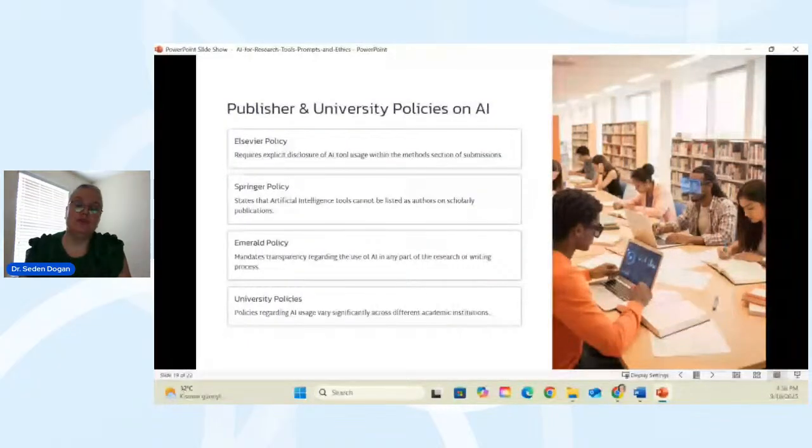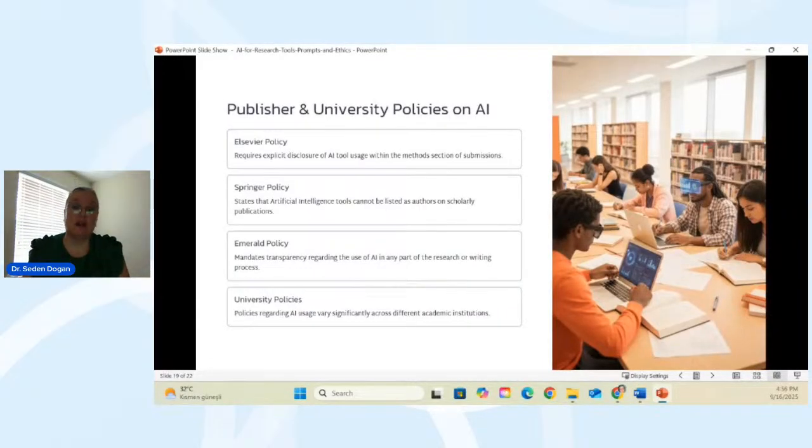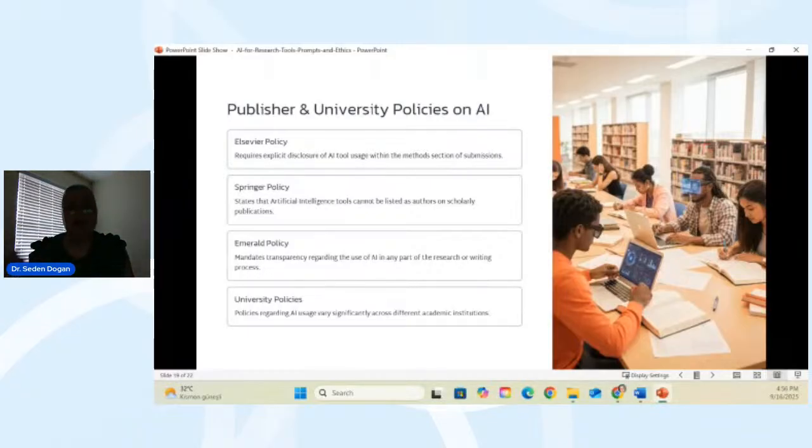And the third golden rule is responsibility remains with you. So you are accountable for errors, biases, or fabricated content, even if it came from AI. So you are going to be accountable for any kind of errors.